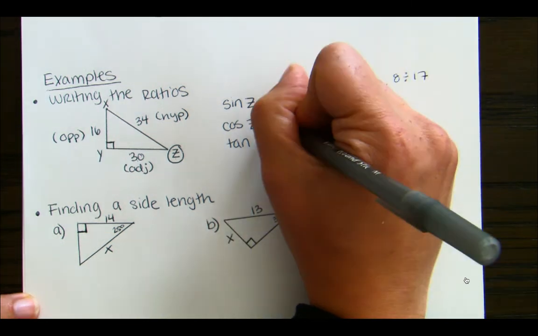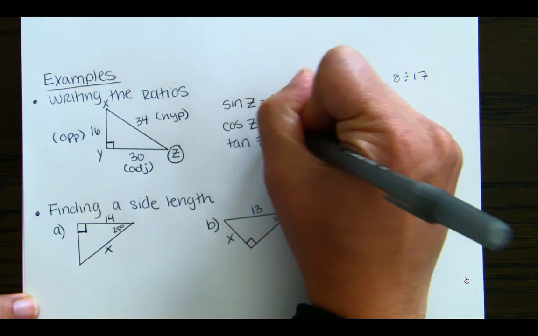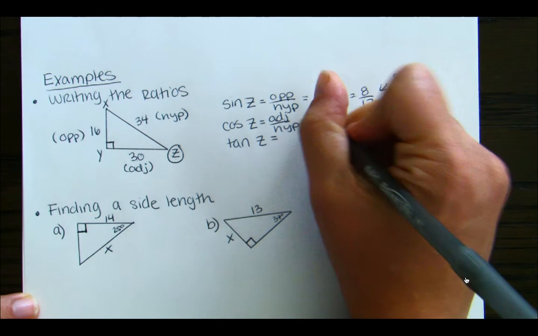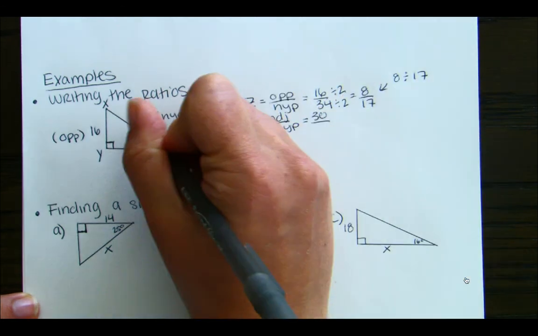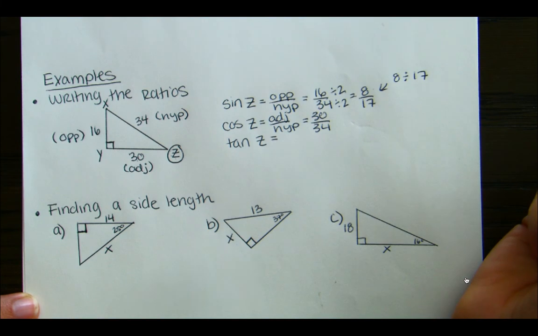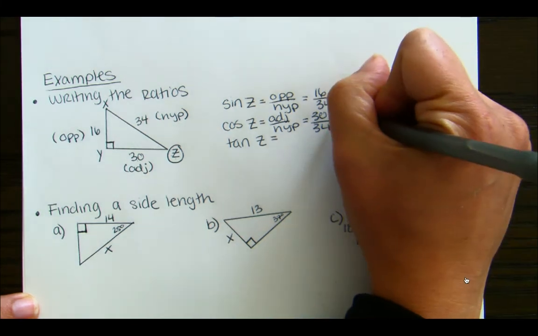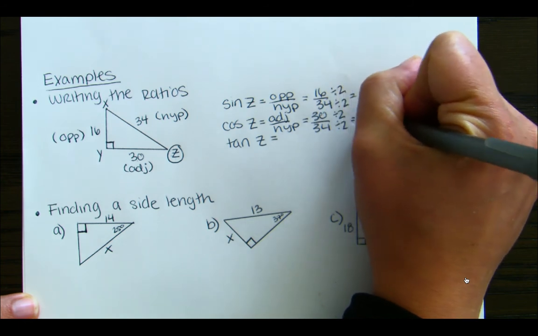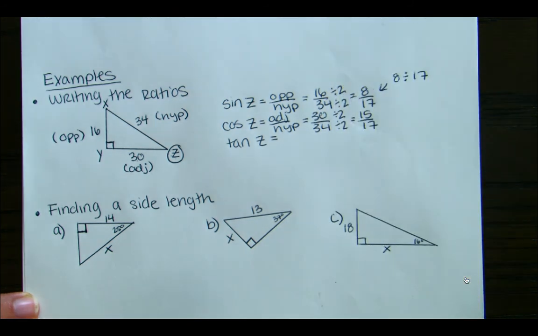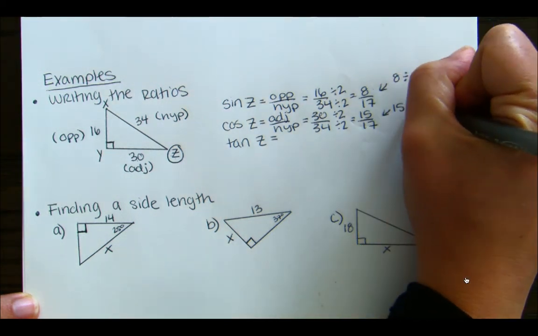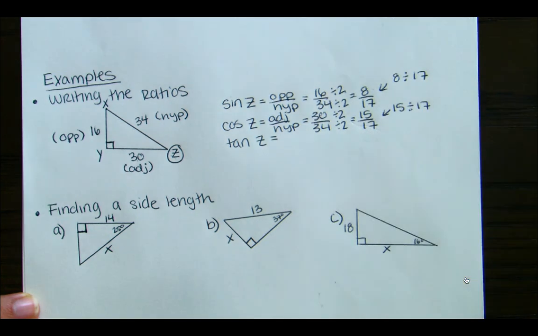So cosine we know is adjacent over hypotenuse. So that means I'm going to come here. Adjacent is 30. My hypotenuse is 34. And I want to simplify this. So just based on what I can tell, I think it's divisible by 2 at least, which gets me 15 over 17. And then again, if I want to put it into the calculator, this is 15 divided by 17 to get you a decimal answer.